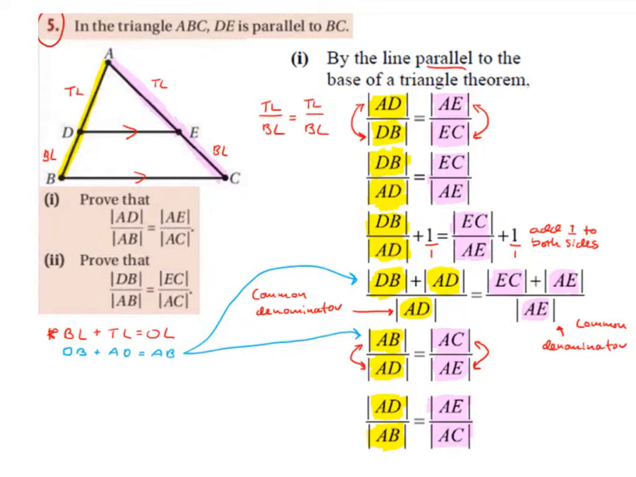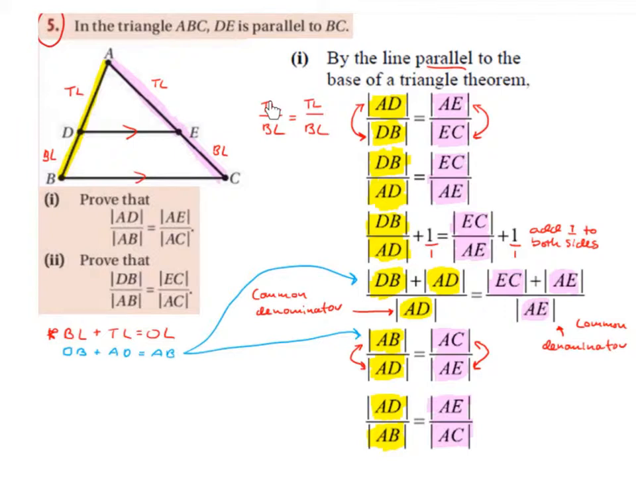So I'm going to start by labelling AD as TL, which represents top length, DB as BL, which represents bottom length, AE as top length, and EC as bottom length. By the line parallel to the base of triangle theorem, the top length divided by the bottom length will be equal to the top length divided by the bottom length.